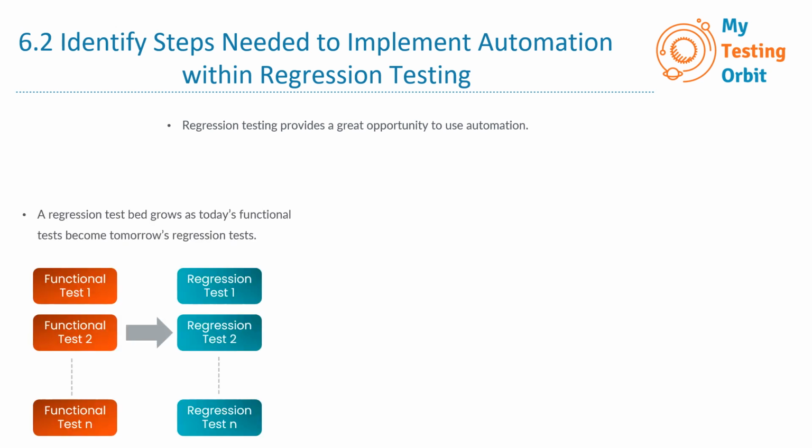A regression test bed grows as today's functional tests become tomorrow's regression tests. As new features are added to a software, the tests initially performed to check these features become the foundations for future testing. These original tests transition into regression tests that ensure existing functionalities remain intact as the software expands. The tests that used to check the basics now protect the existing working parts from getting broken by the new changes.